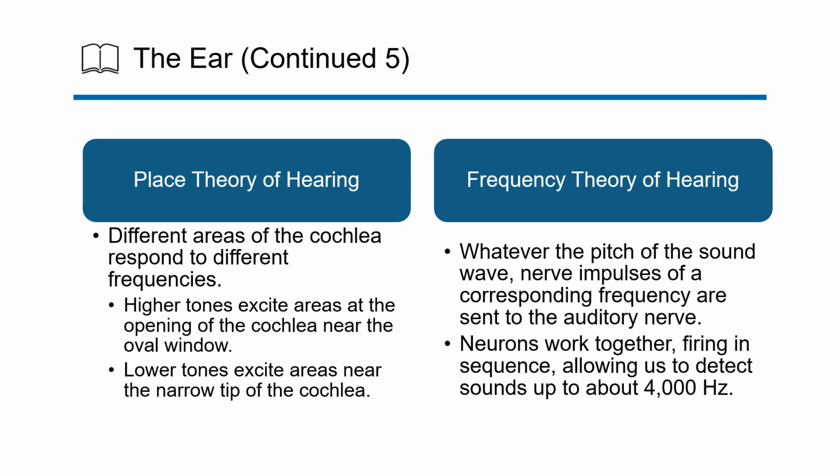The other theory is called the frequency theory of hearing, also known as temporal theory. What this theory proposes is that the frequency of a sound wave directly corresponds to the rate at which those nerve impulses, those electrical signals, are sent to the auditory nerve. So if a sound wave vibrates at 1,000 hertz, cycles per second, or 1 kilohertz, the nerve cells fire at 1,000 times per second, and that matches the frequency. And this is called frequency theory.